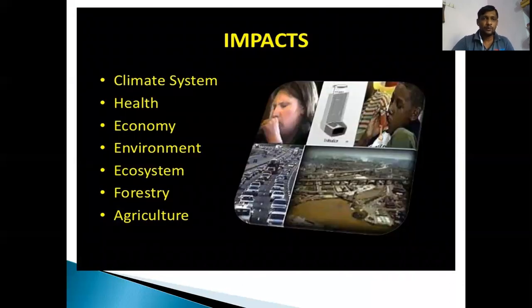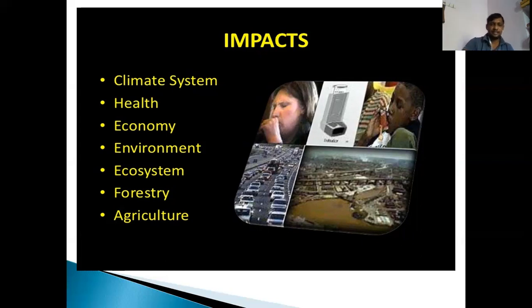So what will be the impact of acid rain? It will destroy the climatic system, health, economy, environment, ecosystem, forestry, and agriculture. Climate system means the climate will change. Due to this acid rain, we are going to face health problems. Due to health problems, the economy will be lost, and environmental changes will be present. Ecosystem changes. Ecosystem means the combination of animals and plants. Forestry means that we are going to face deforestation.